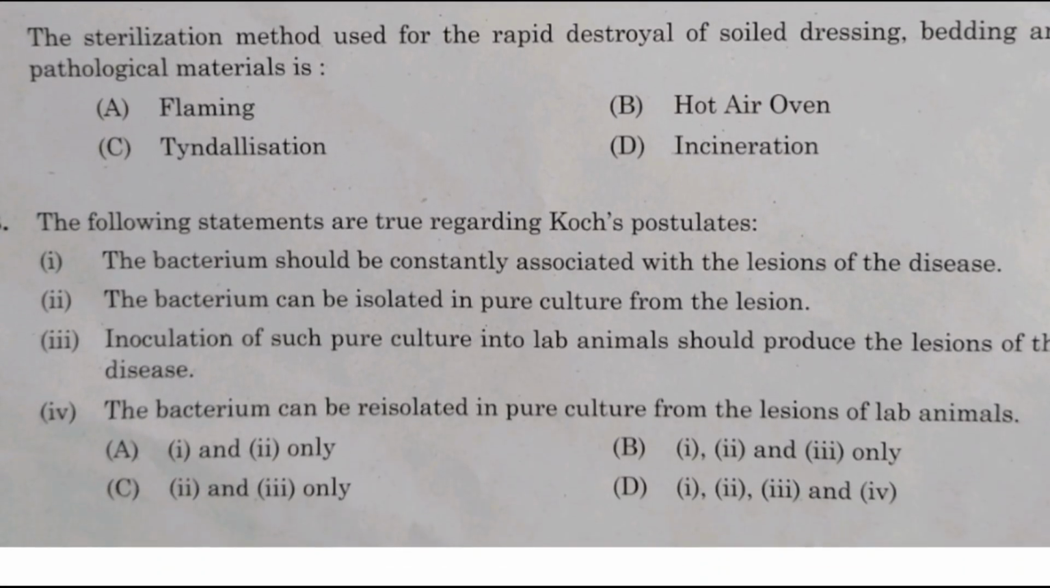Next one, the following statements are true regarding Koch's postulates. The bacterium should be constantly associated with the lesion of the disease. The bacterium can be isolated in pure culture from the lesion. The inoculation of such pure culture into lab animals should produce a lesion of the disease. The bacterium can be re-isolated in pure culture from the lesion of the lab animals. All four statements are true about Koch's postulates. They are collectively called as Koch's postulates. So the right answer is option D.